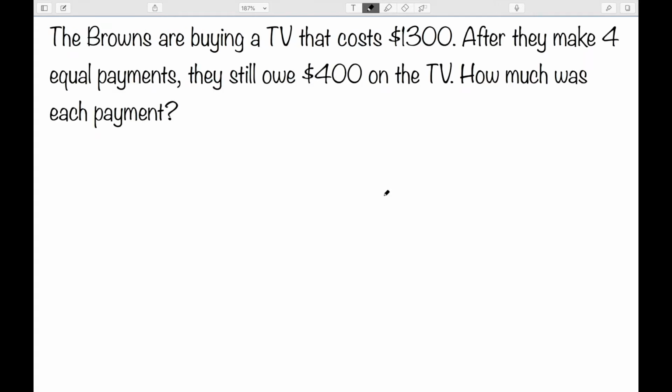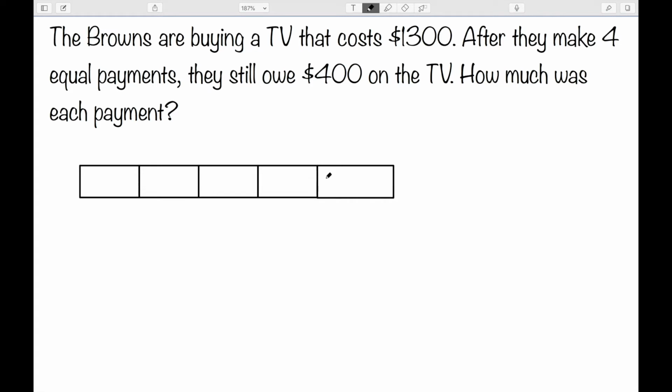Let's look at this example to start with. The Browns are buying a TV that costs $1,300. After they make 4 equal payments, they still owe $400 on the TV. How much was each payment? So I want to solve this using a strip diagram.